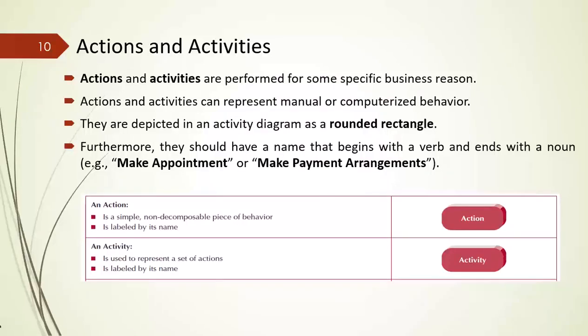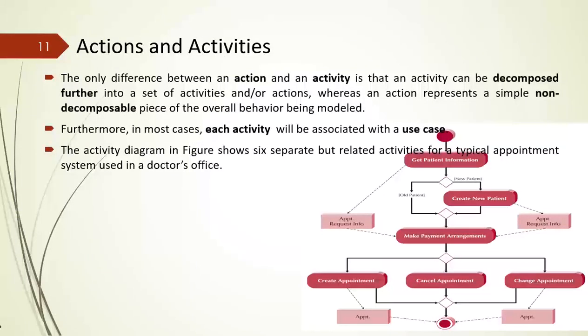Remember that an action is a small thing. This means one activity can involve many actions. An action is a simple, non-decomposable piece of behavior. This means an action cannot be further decomposed and is labeled by its name. An activity is used to represent a set of actions and is labeled by its name. So we can represent an activity as a set of different actions. The only difference between action and activity is that an activity can be decomposed further into a set of activities, whereas an action represents a simple non-decomposed piece of overall behavior being modeled, and I already said this.